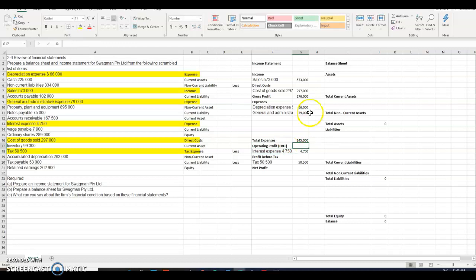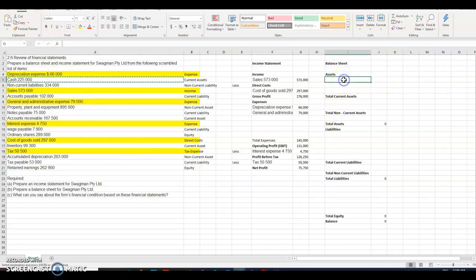And then to get our operating profit, it is our gross profit less our total expenses. And then our profit before tax is our operating profit less our interest expense. And then our net profit is going to be our profit before tax less the tax expense. So that's our income statement amount for Swagman Proprietary Limited. And now we're going to move on to the balance sheet.